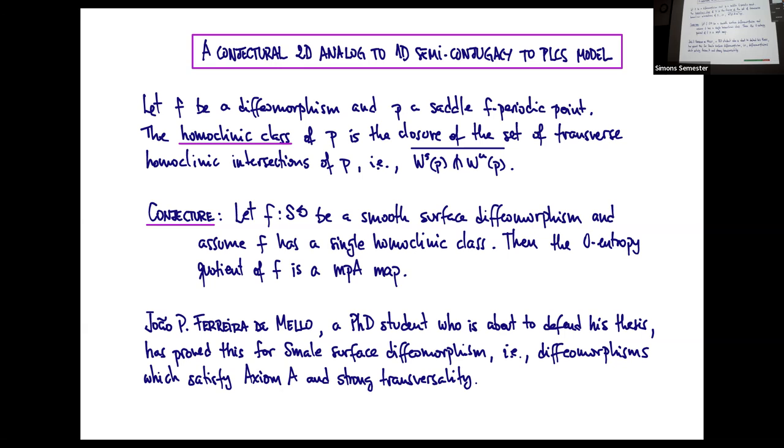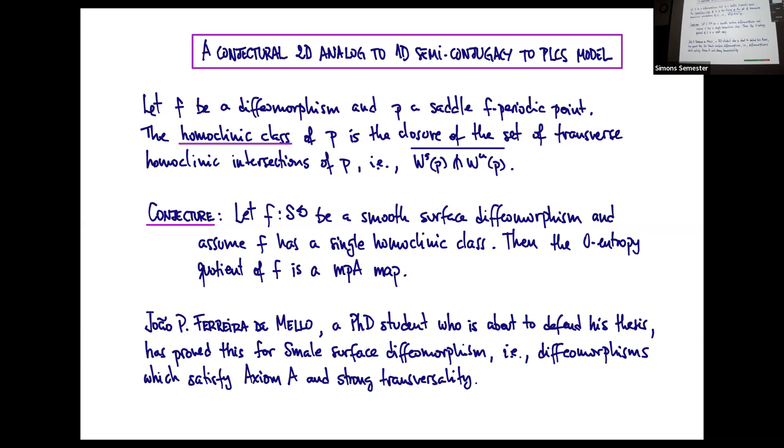But we need a lot more to call a map measurable pseudo-Anosov. We really need the measure of maximal entropy to project to some invariant measure down here, and this measure of maximal entropy should be the product of two measures along the stable and unstable directions. There's a whole structure that has to be true. Okay, so that's a conjecture.